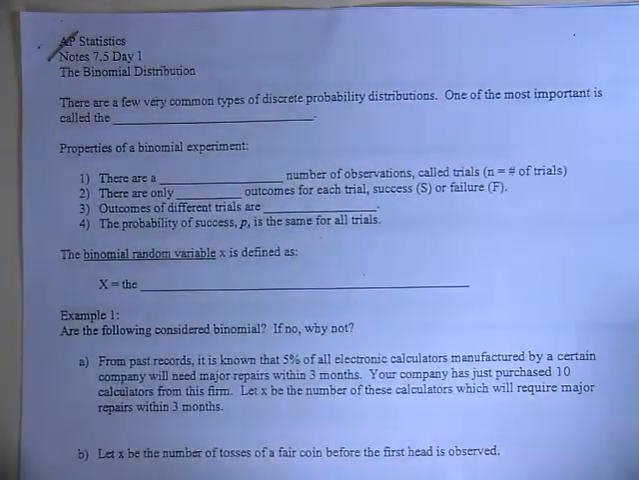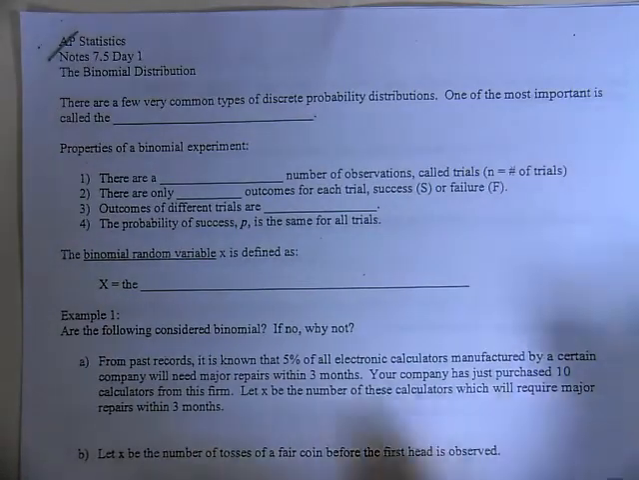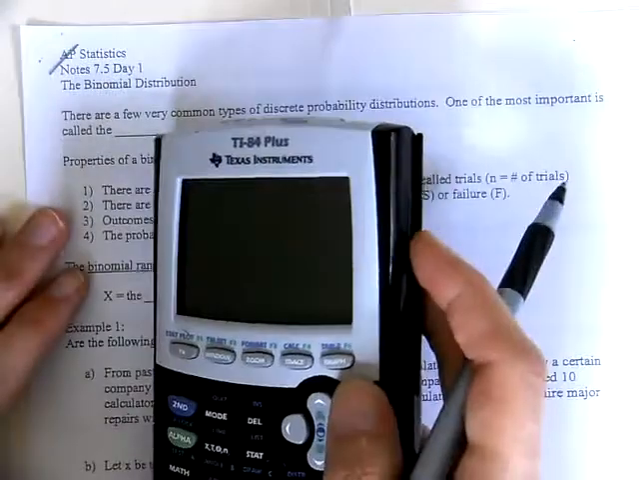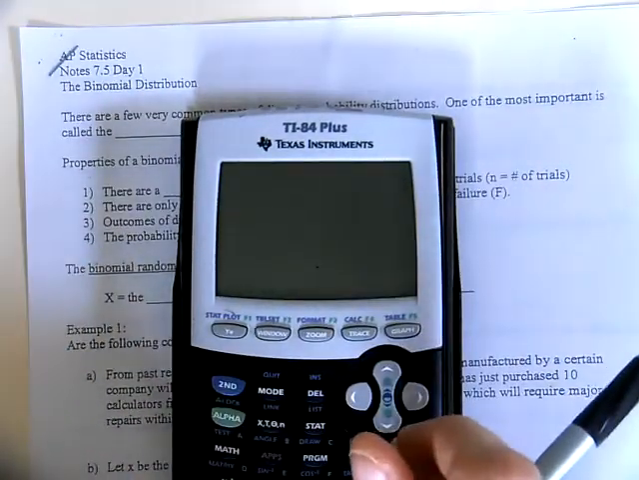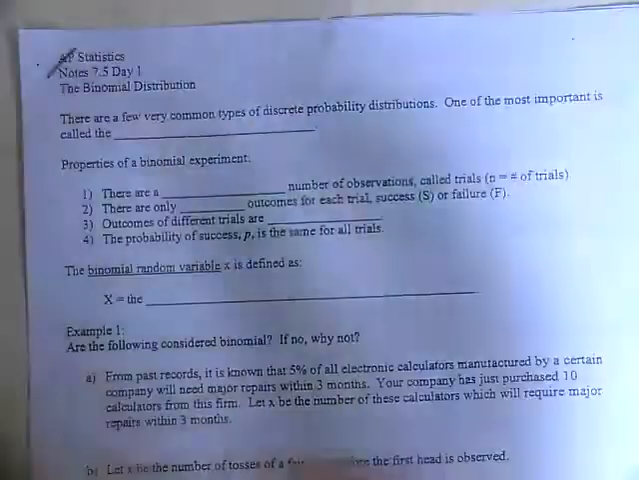Okay, 7.5 day 1, we're going to talk about a binomial distribution. We're really going to be looking at discrete functions. Make sure you have a calculator. I'm going to show you how to do some stuff in the calculator towards the end, so make sure that you have one handy.